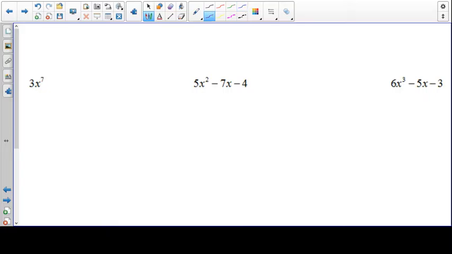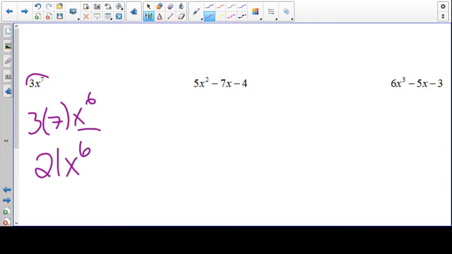Same idea, we have another example of power rule. So I have 3 times 7x to the 6th. 3 times 7 gives me 21. So my answer is 21x to the 6th.